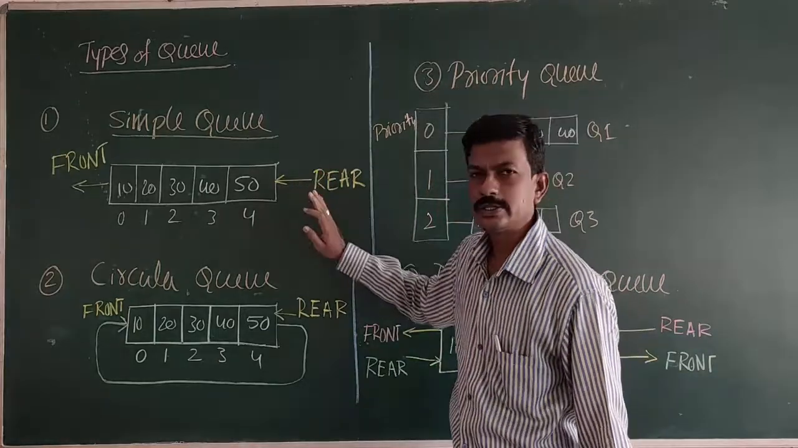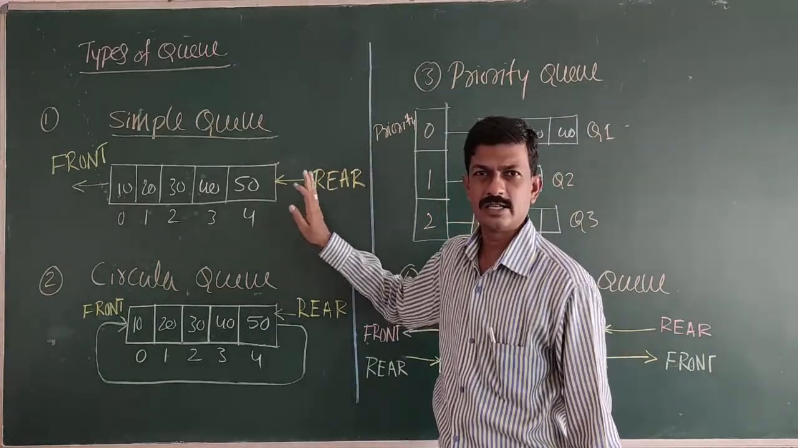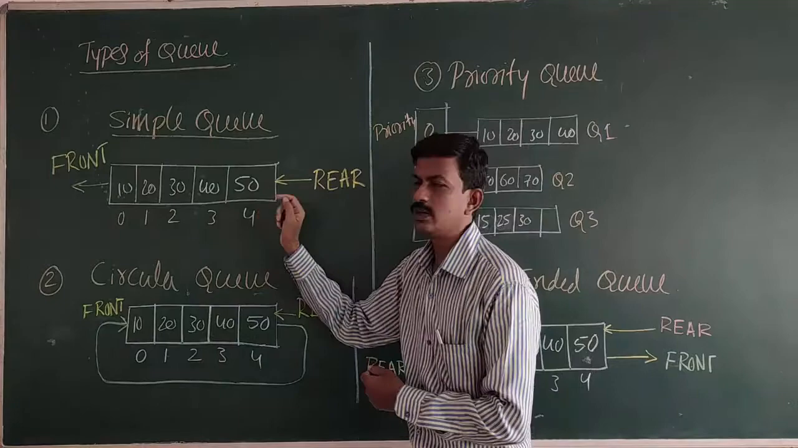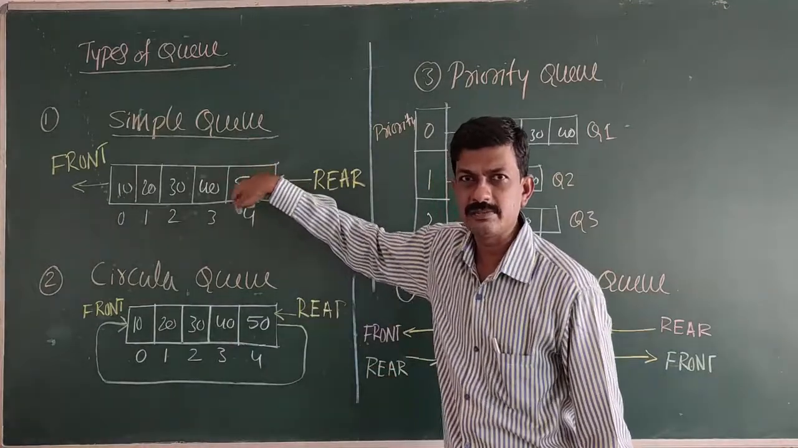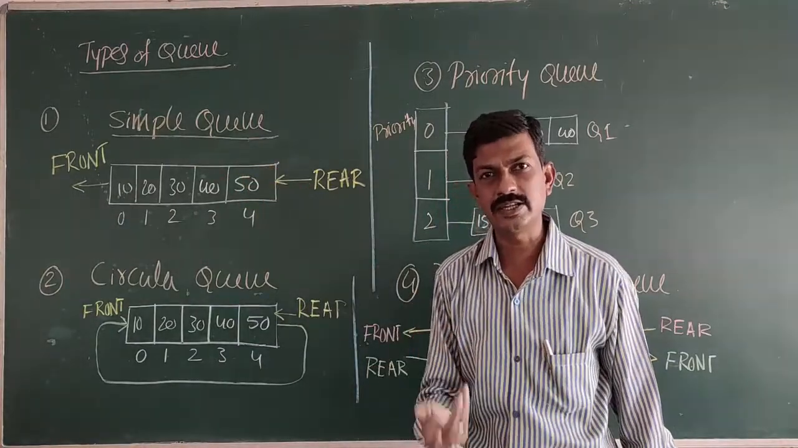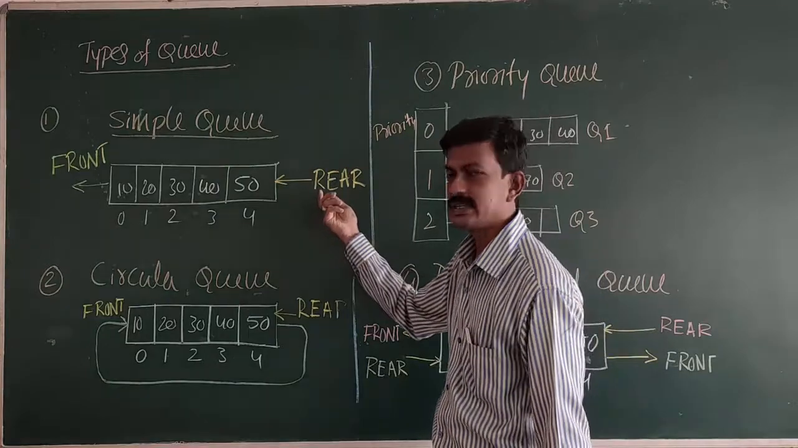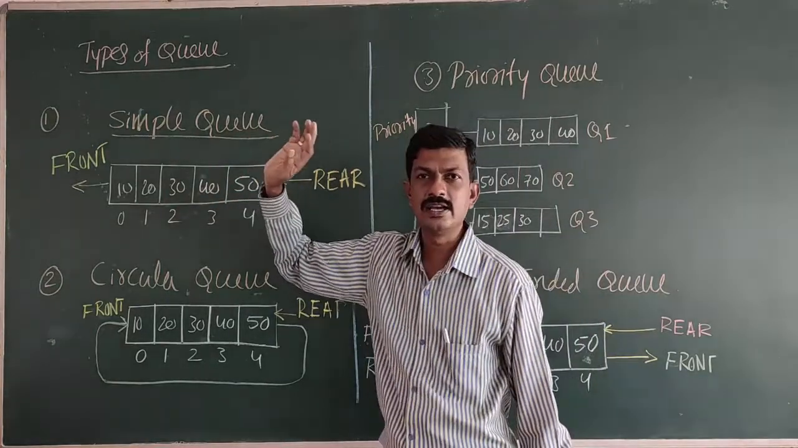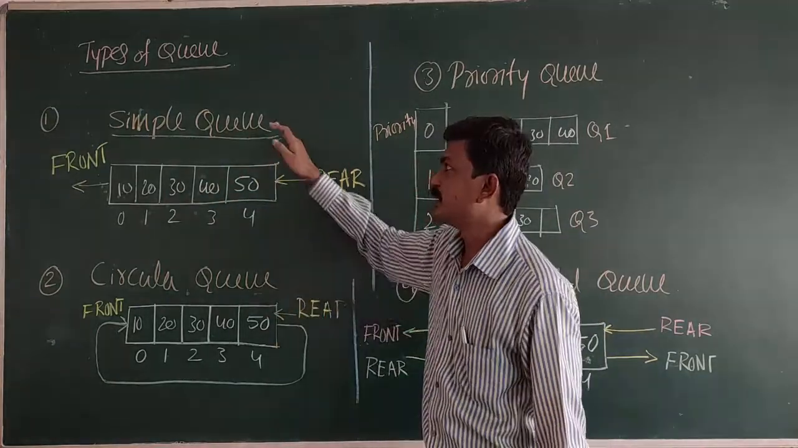A simple queue or a queue is an ordered collection of data elements in which insertion of a new element and removal of an existing element take place at two different ends. The insertion end is called the rear end and the deletion end is called the front end. That is the definition of a simple queue.